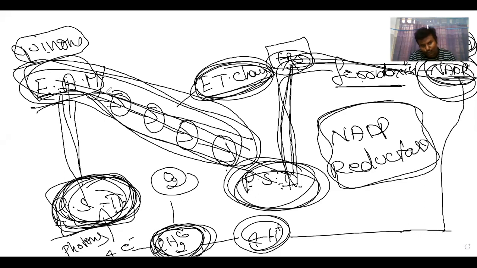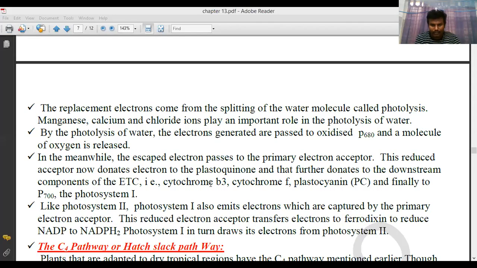Here, again I am showing. See, from PS2, electrons move downward through the electron acceptor molecules and reach photosystem 1. Photosystem 1 accepts those electrons and transfers them to ferredoxin, the ferrous reducing substance. Okay? That's all. These reduced acceptors now donate electrons further to the downstream components of the electron transport chain, that is cytochrome b6, cytochrome f, plastocyanin, and finally to P700, that is photosystem 1.